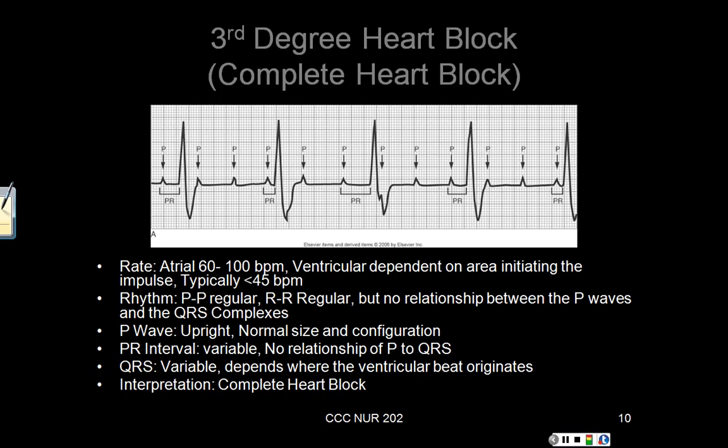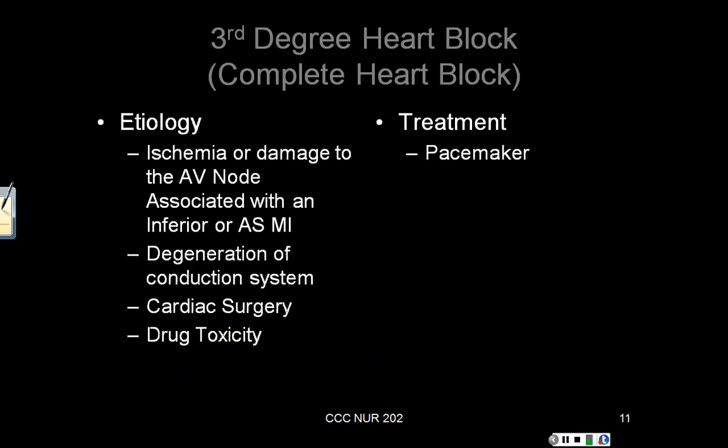Also look at the ventricular rate. The rate is very slow. This slow rate most likely will not be able to meet the metabolic demands of the body. Typically this is an emergent situation that requires treatment rapidly. Again, the causes of the third degree AV block can be ischemia or damage to the AV node. That can be associated with an inferior or an anterior septal MI. It can be degeneration of the conduction system.